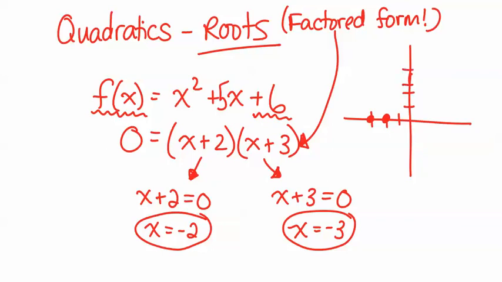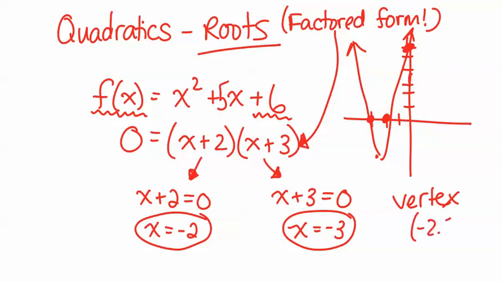2, 3, 4, 5, 6. So that's my y-intercept. I don't know my vertex, but I know it would be right in between those, somewhere down here, wherever it is. So my parabola would look like this. I could totally find the vertex because I know the vertex would be halfway in between those. So I know the x value of my vertex would be -2.5. And then to find the y value, I could just sub it into the equation again.